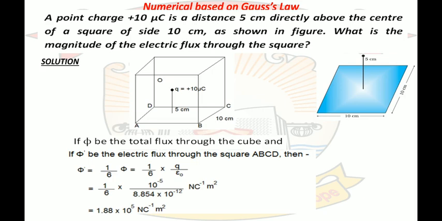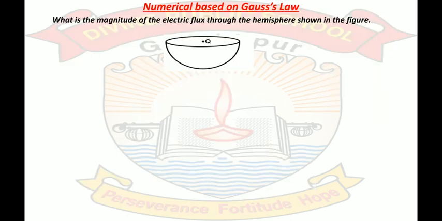Now it is all about putting the values and getting the result. So it will be 1 by 6 into 10 to the power minus 5 upon 8.854 into 10 to the power minus 12. When we solve it, we are going to get the result. Okay, the question is very easy. There is nothing much to explain in this question.